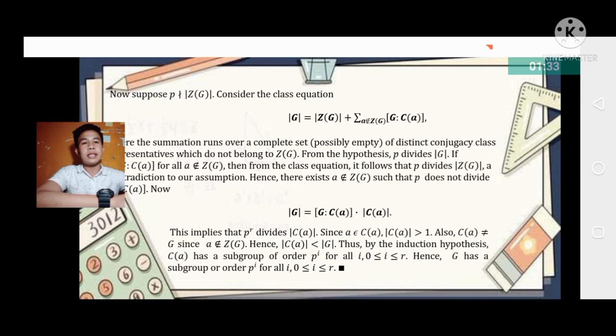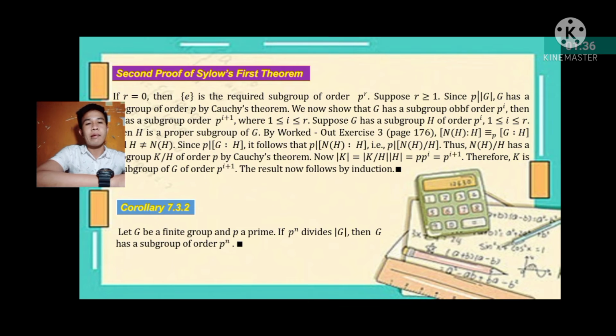So let us proceed to the second proof of Sylow's first theorem, which is Theorem 7.3.1. If r is equal to 0, then the identity is the required subgroup of order p to the power r. As I said a while ago, the identity element is considered a trivial subgroup of every group. So if r is equal to 0, then the identity element is the required subgroup of order p to the power r.